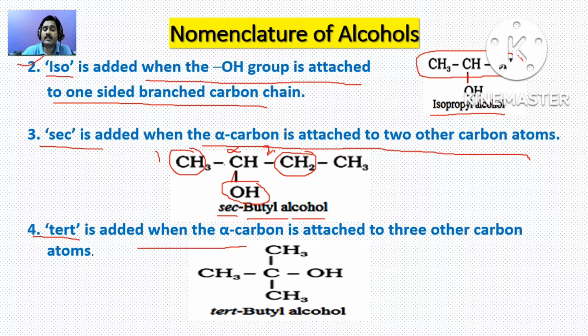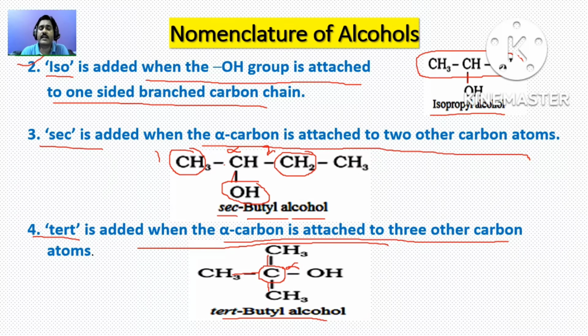Tertiary will be used if the alpha carbon atom is attached to three carbon atoms. Let's see tertiary butyl alcohol. It is represented here. That is the alpha carbon atom because OH is attached with it, and there are three carbon atoms: carbon atom number 1, carbon atom number 2, carbon atom number 3. Three carbon atoms are there with the alpha carbon. If three carbon atoms are there, it is called tertiary.